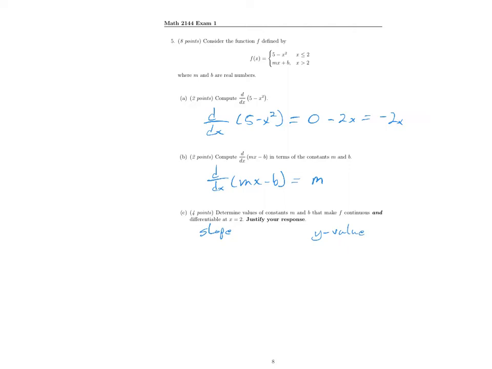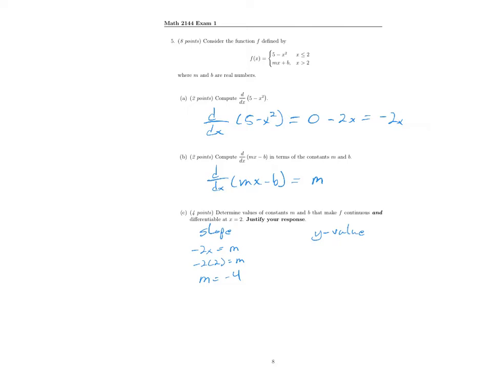Well, we have the slope because we already computed our derivatives up here. So we're going to have negative 2x equal to m, and we're doing this for x equals 2. So we're going to have negative 2 times 2 equal to m. So m equals negative 4. So we know what m is now.